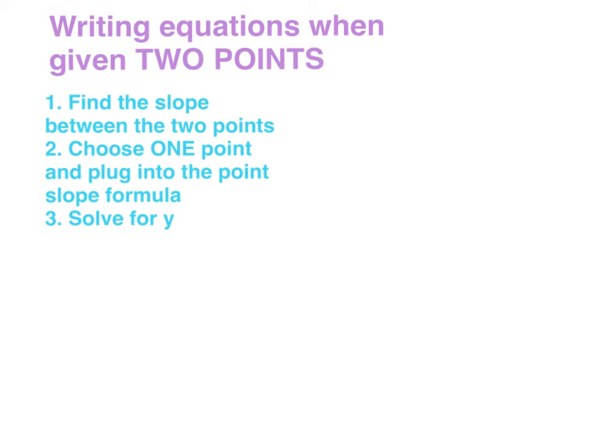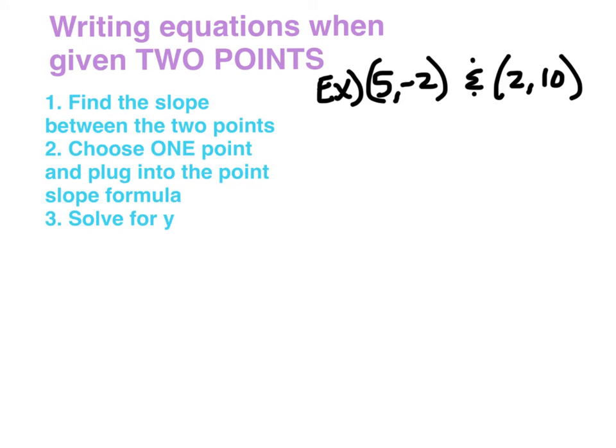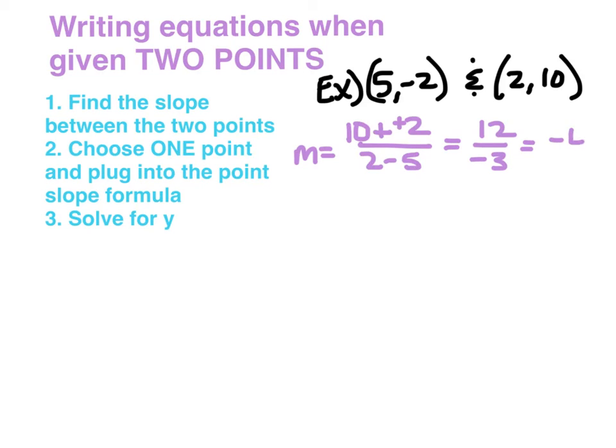All right, finally, we're going to look at writing equations when you're only given 2 points. Whenever we have this, we have 3 steps. We're going to find the slope between those 2 points. We're going to choose one of the points, just one, and plug it into the point-slope formula, and then solve for y. All right, so we have the points 5, negative 2, and 2, 10. So the first step is going to be to find the slope between those 2 points. So I plug it into my slope formula. y2 minus y1. 10 minus negative 2 is 10 plus 2 over 2 minus 5. So this would be 12 over negative 3. So my slope is negative 4.